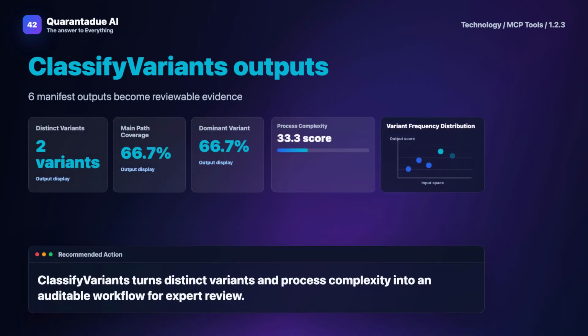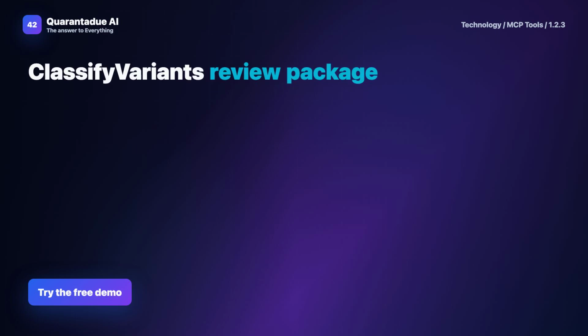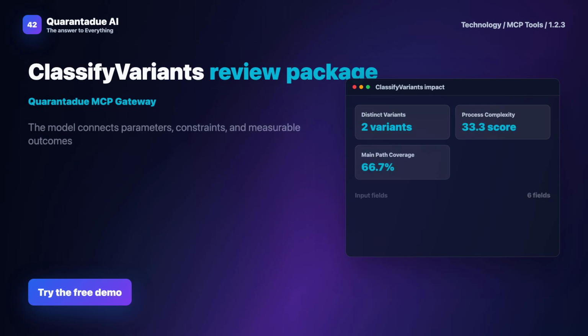Classify variance returns structured outputs such as distinct variants, process complexity, main path coverage, dominant variant, and variant frequency distribution. These outputs are designed to support review, reporting, comparison, and follow-up actions.